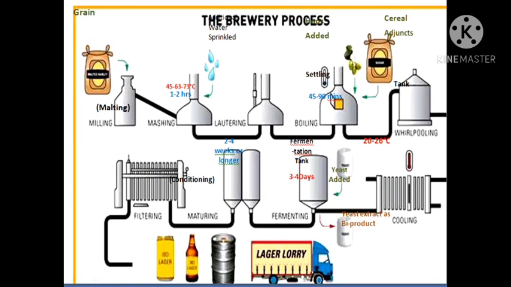Beer comes in the following containers depending on the market. As you all know, the cask, the case, bottles, cans, and tanks. Alright, okay.